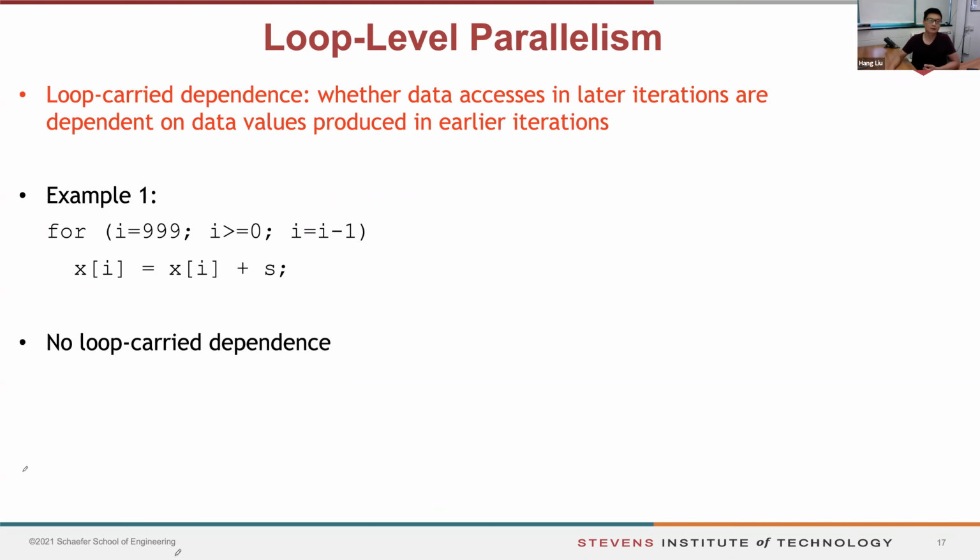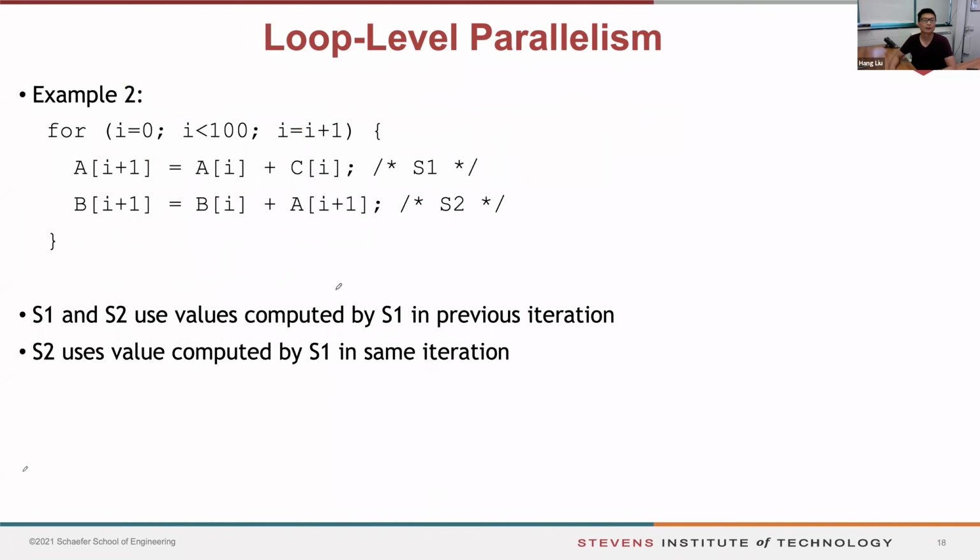For instance, in this one, there's no data dependency across iterations because x[i] only depends upon x's own value. However, here you can see the value of the current iteration will affect the next iteration's results, right?